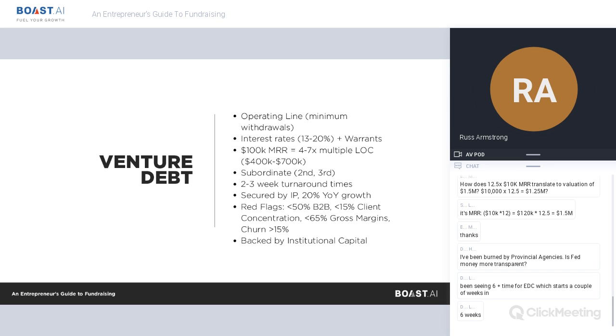Similar numbers. I have seen some below 100 MRR, if you have an extraordinarily high growth rate. I have seen people get venture debt in the 50 to 75 MRR range if you have a growth rate that works with it. Again, this is secured by the IP, but they will be second or third in line on the liquidity preference.